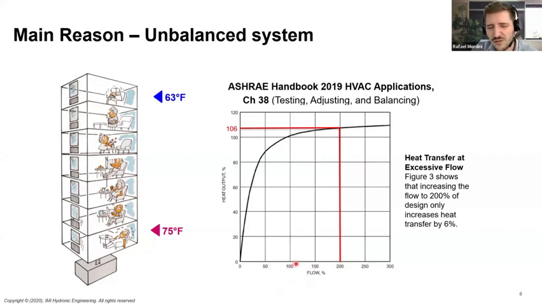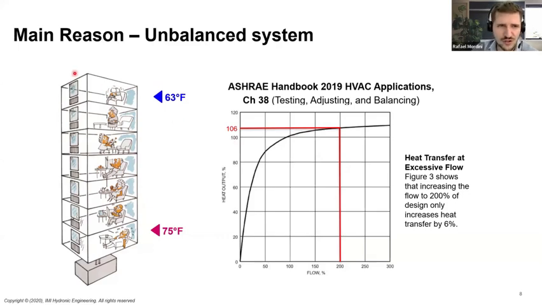But take a look at the coil when we double the flow rate there. We should have 100% of flow, but now we have 200%. Take a look at the heat output at 200% of flow rate. So 100% of excess flow gives us just an extra 6% of heating output. What does that mean? It means that your system is practically blind to this unbalanced situation.